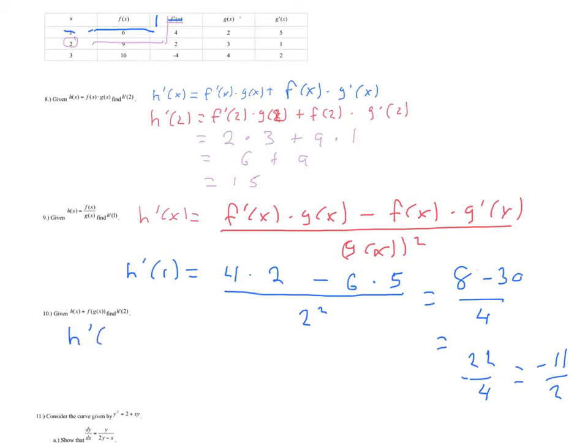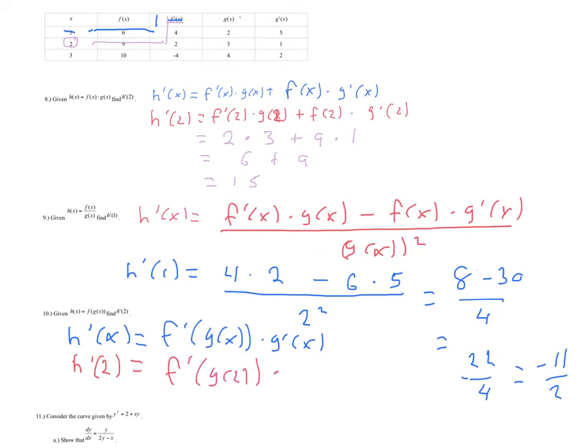The chain rule is the derivative of f at g of x times g prime of x. And here I think it's very helpful to plug in that 2 so we can see what's happening. So what is f prime at g at 2 times g prime of 2?